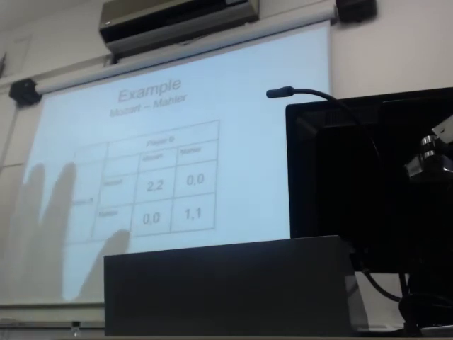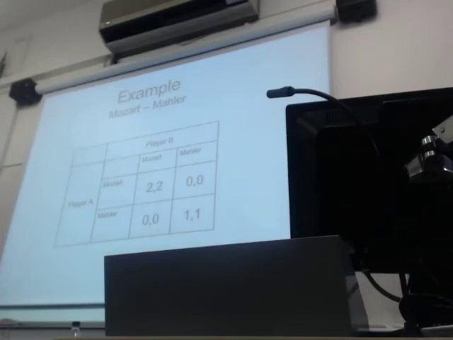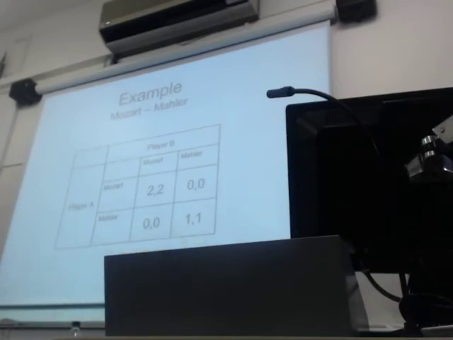Another thing, you both want to go on a date again, you both like Mozart a bit more than you like Mahler. What are the Nash equilibria here? There's no tickets left. What? There are no tickets left for Mozart. No, there are plenty of tickets.